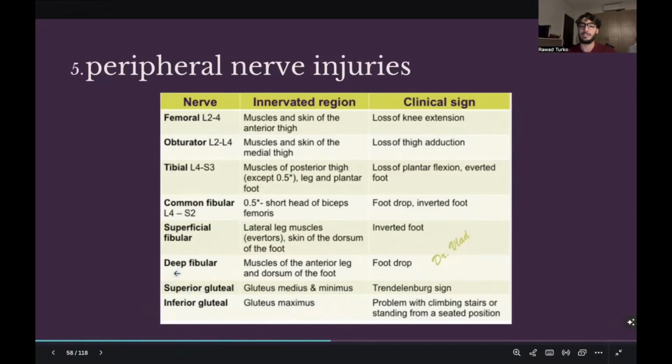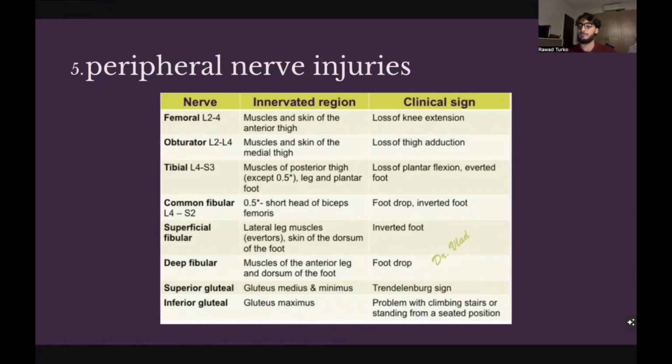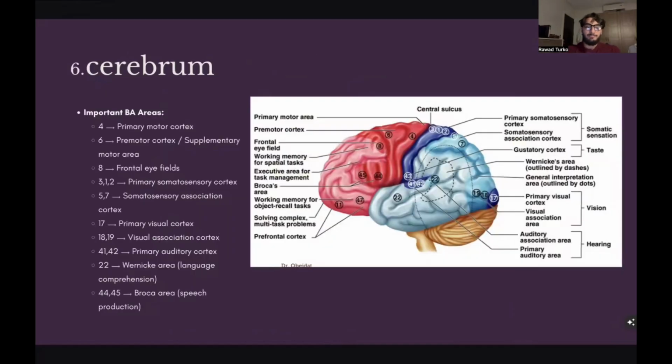Okay, so these are all of the lesions that you should know from this lecture. Again, go into greater detail, but there's not much to try to explain or to try to understand from this lecture. All right, now moving on to the cerebrum.